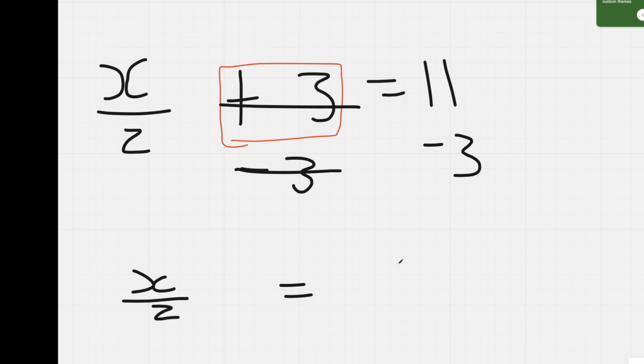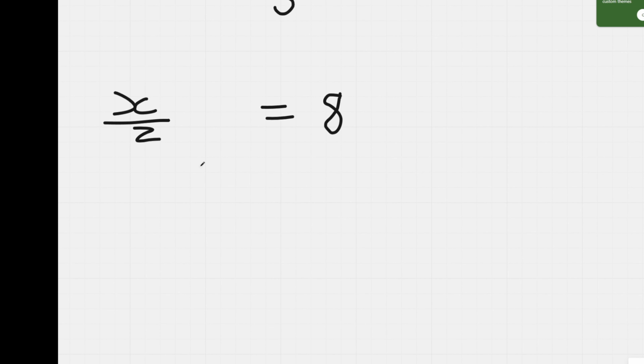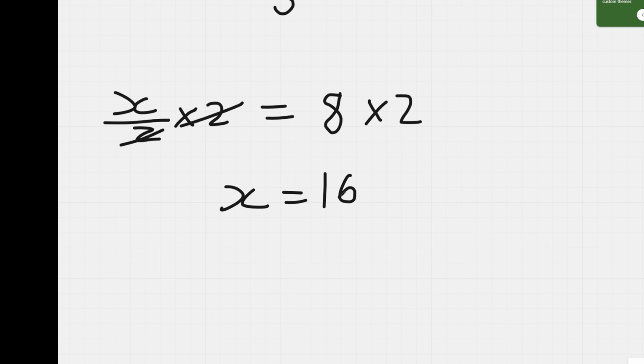Equals, what's 11 minus 3? 11 minus 3 is just 8. Okay, so now I'm almost there, but I have this x divided by 2. So to get rid of this divided by 2, I'm going to multiply by 2, because that's the opposite. And remember, what I do to one side, I have to do to the other side. So these 2's cancel, and I get x equals 16.